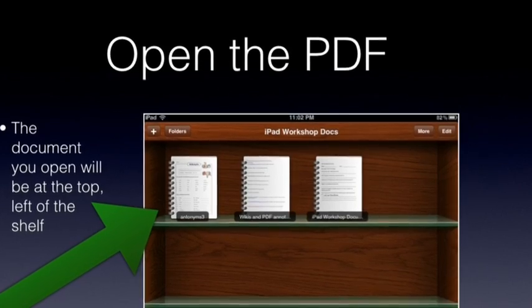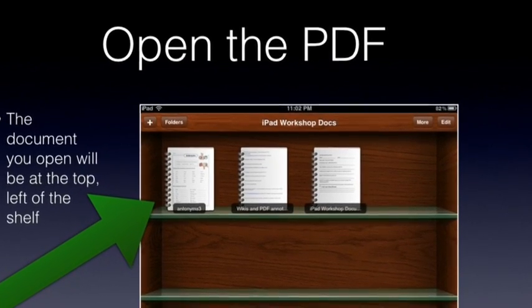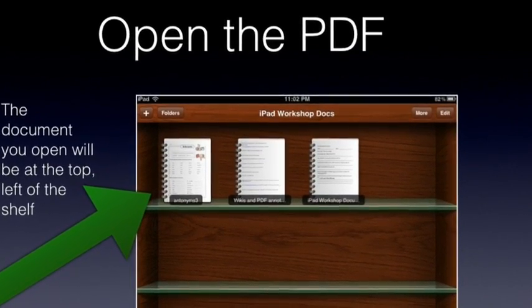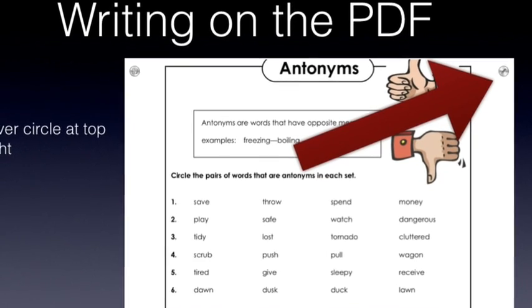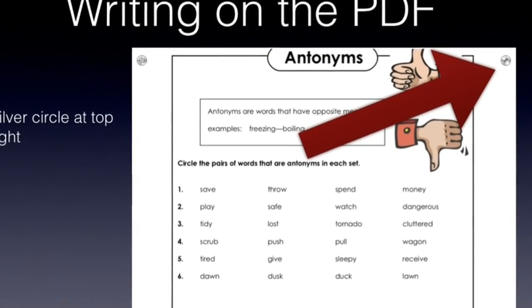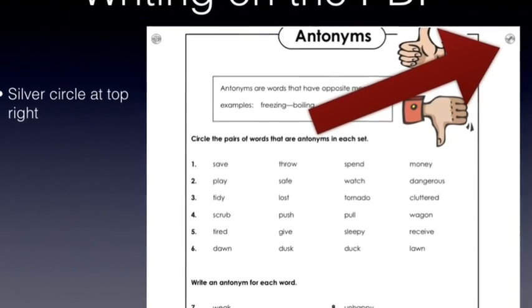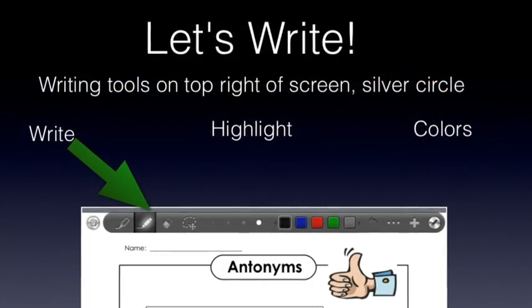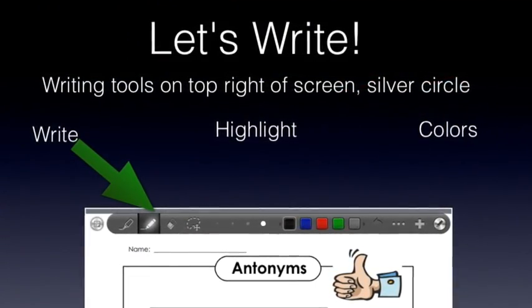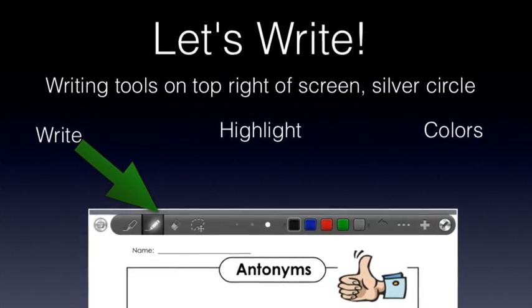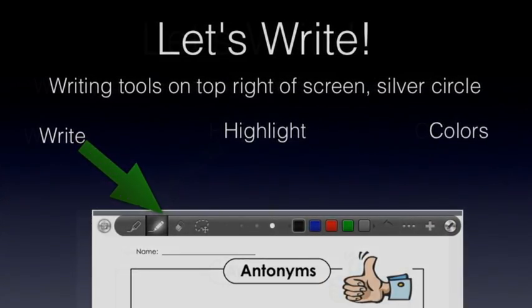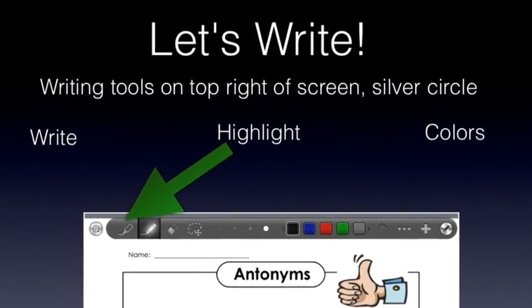The document can be found at the top left of the bookshelf. Tap to open. To annotate or write on your PDF, choose the Pen button in the top right corner. This will open up the Annotator toolbar. You will have the option to write on your document, choosing different colors, to highlight, or even type on your document.